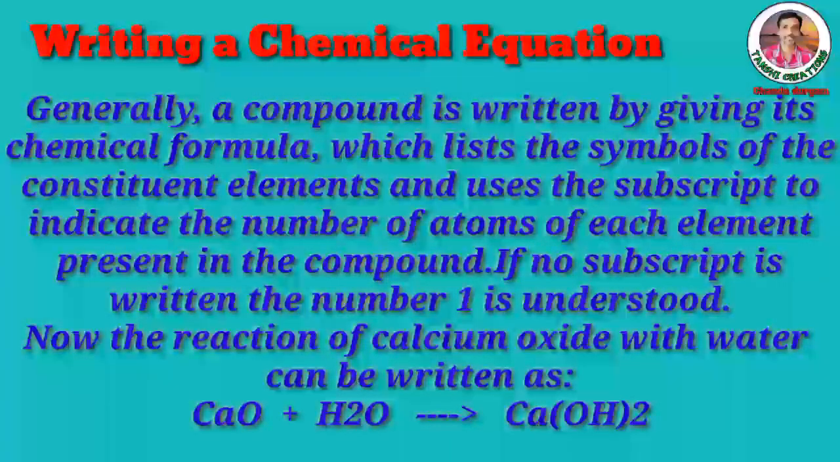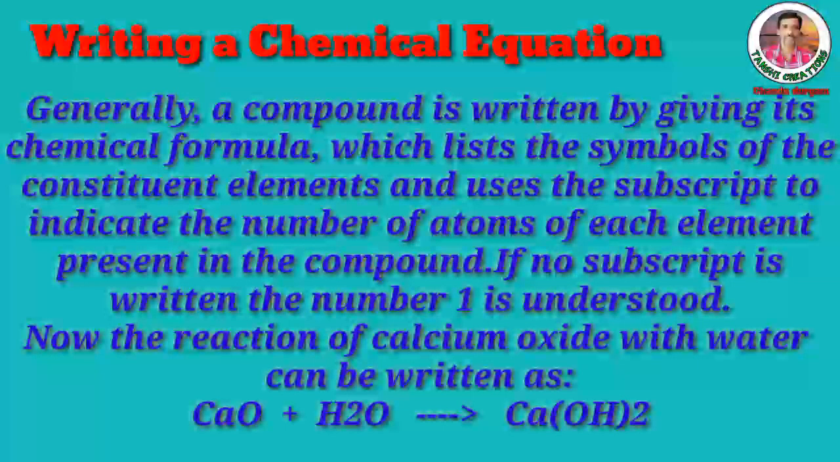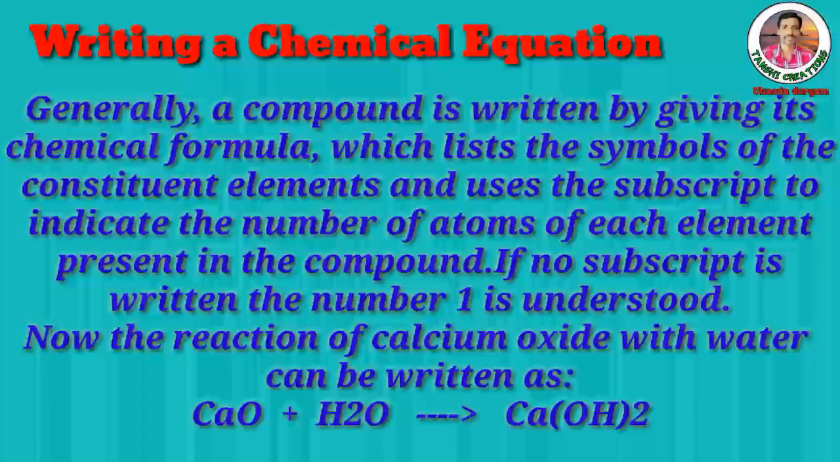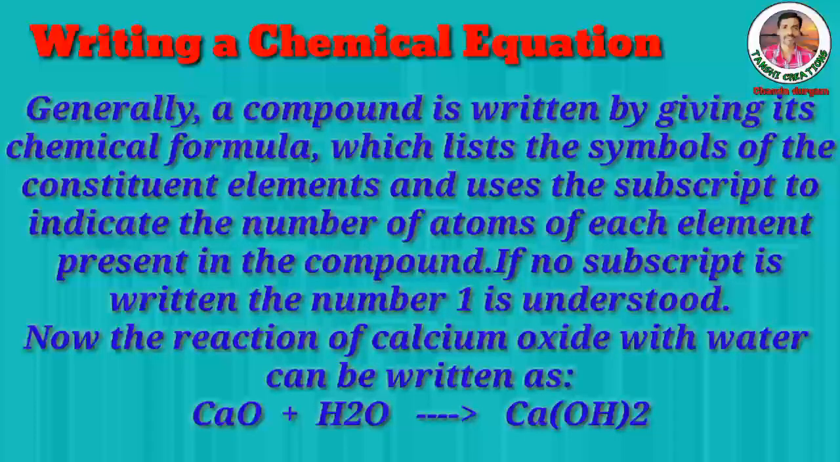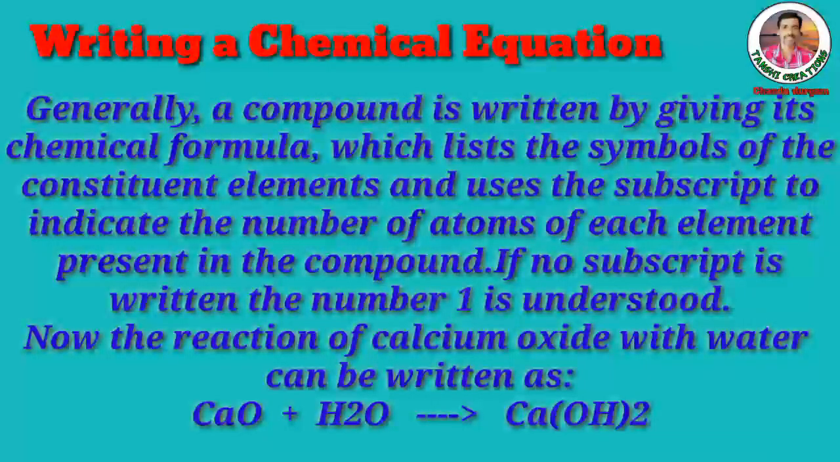In this chemical equation, count the number of atoms of each element on the left side and right side of the arrow. Is the number of atoms of each element equal on both sides? Yes. In this equation, the number of atoms is equal, but in some equations the atoms are not equal. Then we have to equalize them. This process is called balancing the chemical equation.